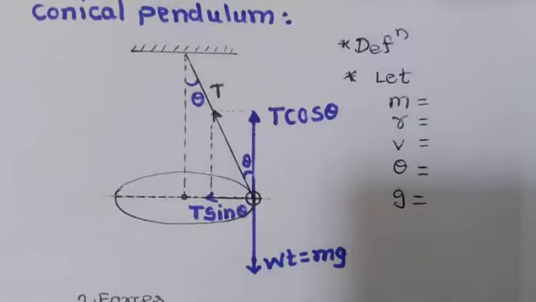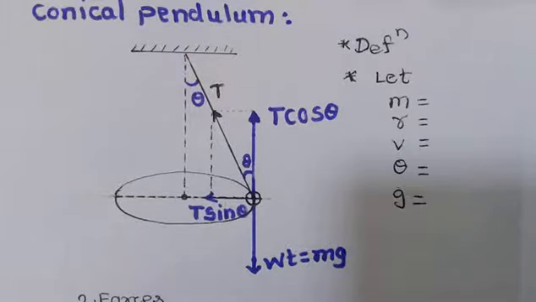Now, what is a conical pendulum? What is the definition of conical pendulum? A point heavier mass suspended by inextensible and weightless string from a fixed rigid support, and it is rotating in a horizontal circle with constant speed, then it is called as conical pendulum.